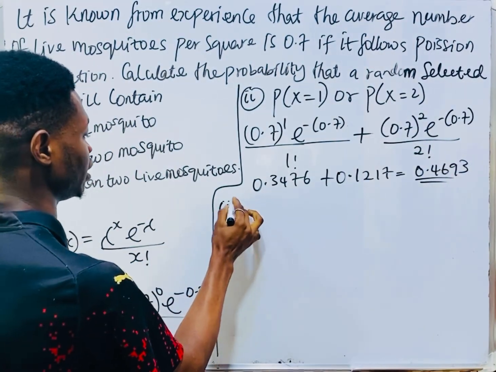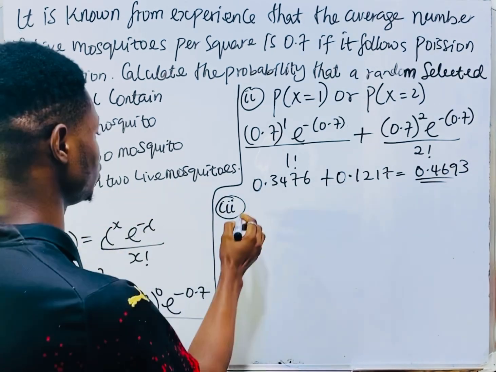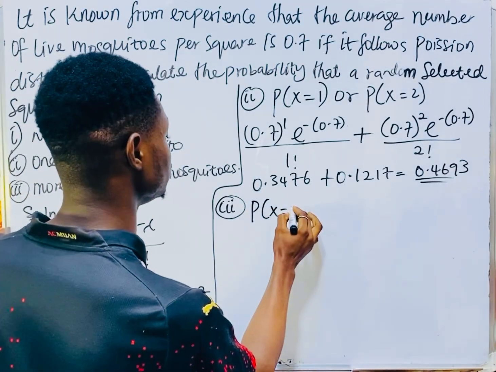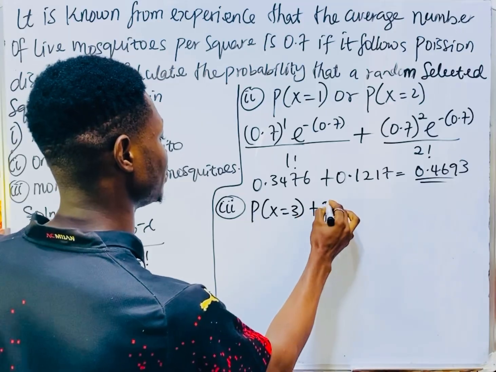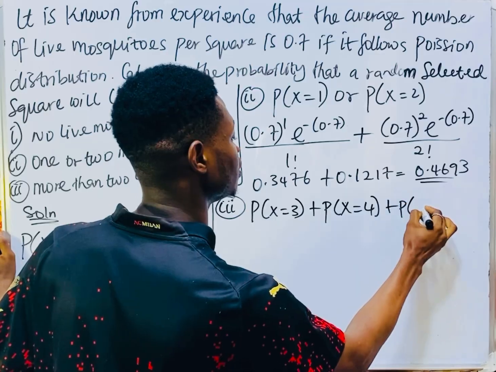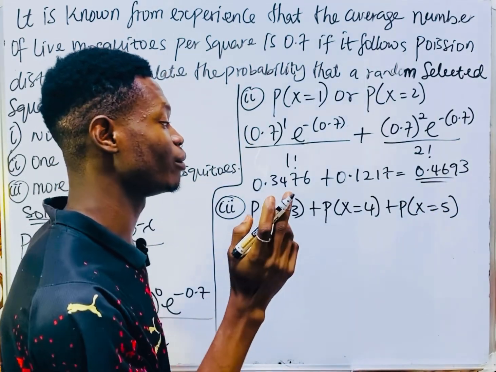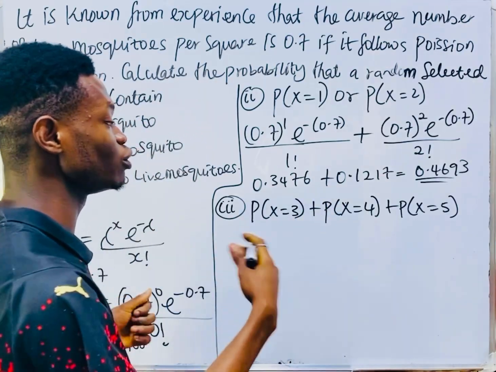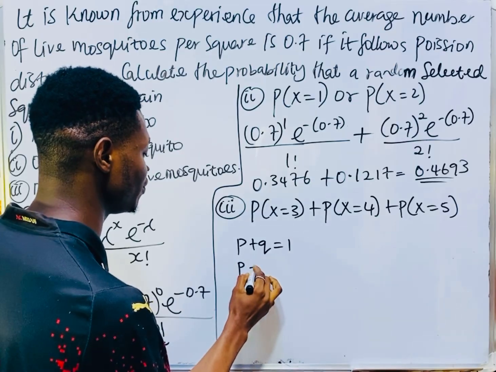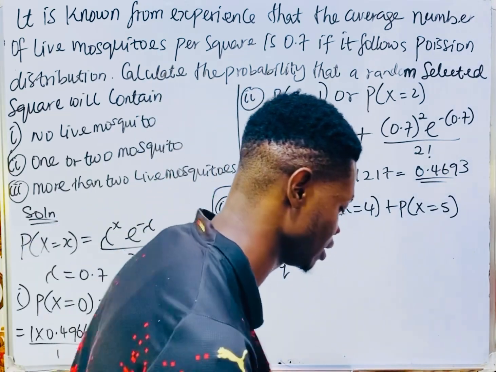So we go to III. We have more than 2 live mosquitoes. So P of x is equals to more than 2, which is what? 3. And P of x can be 4, can be 5. So we don't know where it will end. So remember, from probability, if you want to find probability of P plus Q is equals to 1, then probability of P is equals to 1 minus what? Q. So we are going to use this format here.